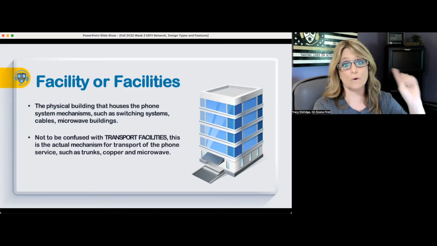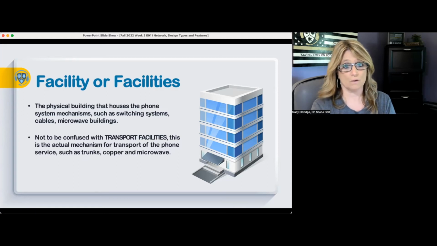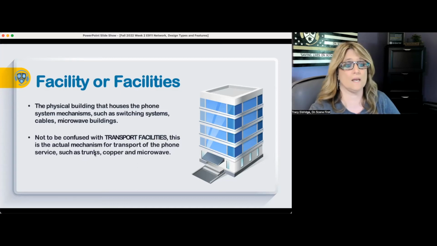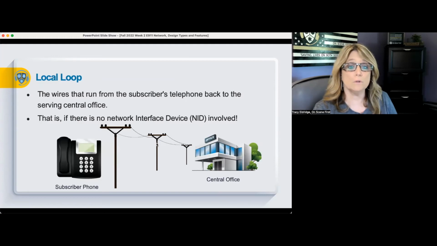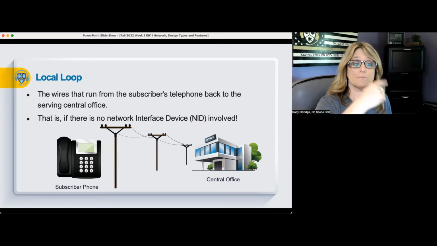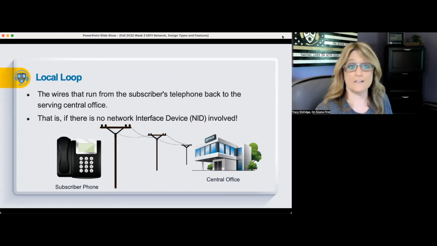So when you see the word facility or facilities, make sure you're reading it in context and that it doesn't confuse you, okay? Because it is used in two different places and has two different meanings. So there's something called the local loop. It's pretty self-explanatory. It's the wires that run from the subscriber's telephone back to the serving central office.